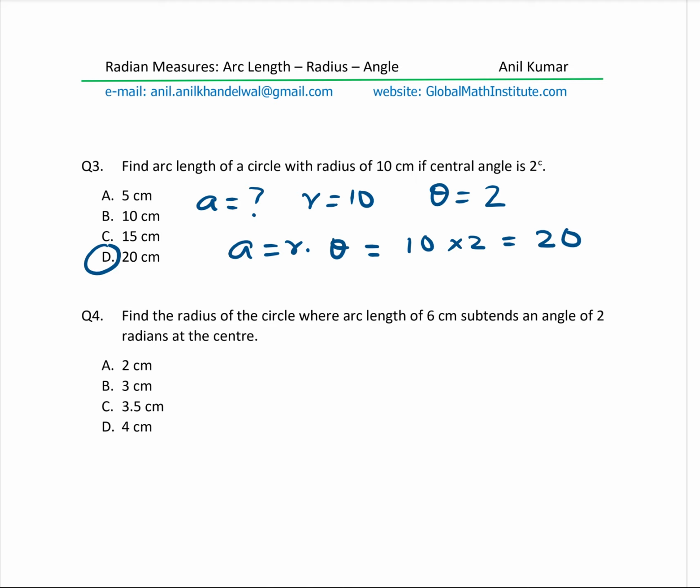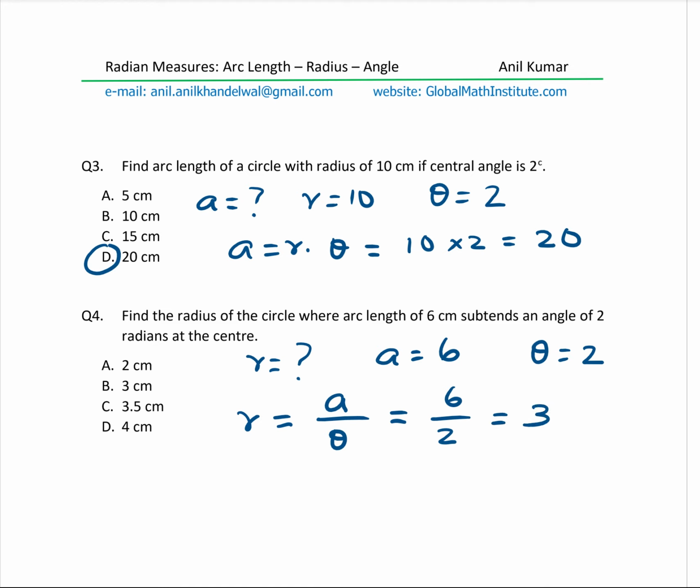Question number 4. Find the radius of the circle. So radius is what we need to figure out. Where arc length is 6, A equals to 6. Subtended angle theta is equal to 2. So R is equal to arc length over the angle, which is 6 over 2, and we get our answer as 3, the option B. So first 4 questions are relatively simple. As you've seen, we have used our formula, and that is related with A, R, theta. Is that clear to you? So that is an easy way to remember.